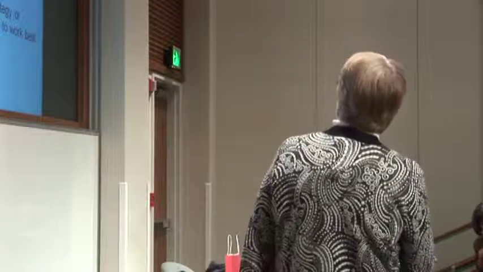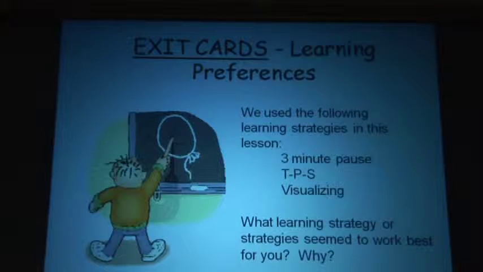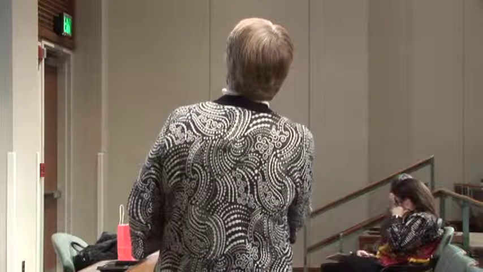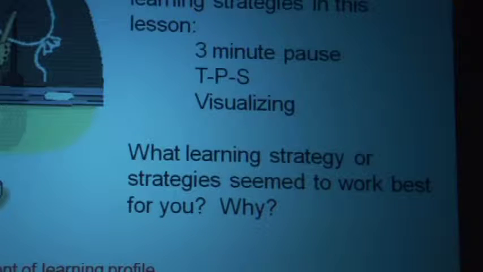Here's an example of a teacher using an exit card to check not on the content, but how the class is working for the kid. She said, guys, this week we've used 3-minute pauses, think, pair, share, and visualizing to help you work with what we've been reading. Please let me know which of those 3 things seems to be working best for you and why. And once again, this helps the kid understand what the teacher's up to and be much more self-aware, much more reflective and metacognitive, which is really helpful.